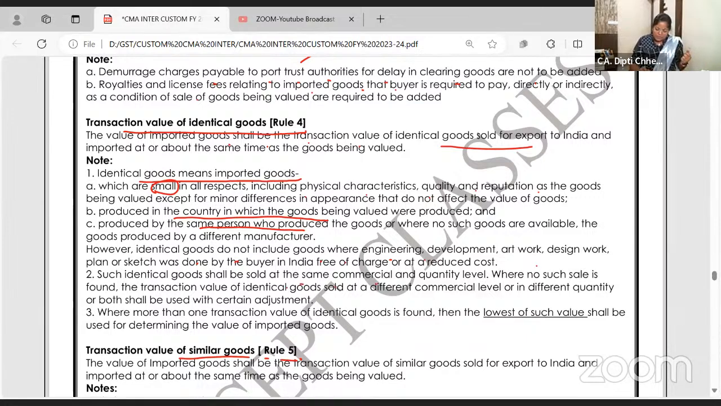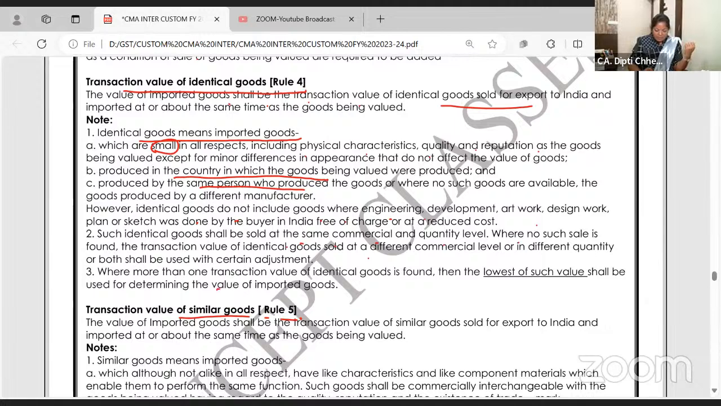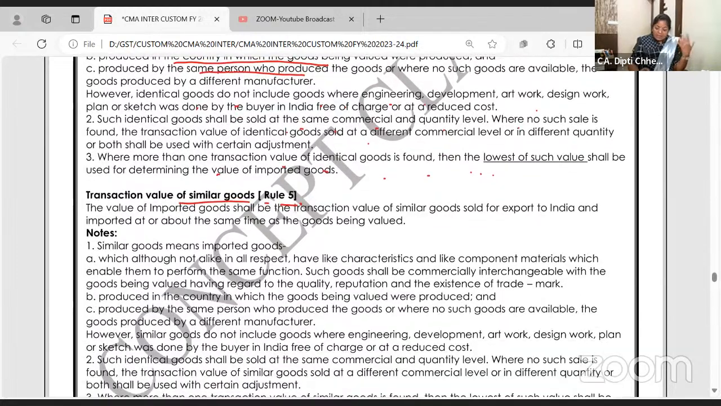Identical goods should be sold at the same commercial and quantity level. Where no such sale value is found, the transaction value of identical goods sold at a different commercial level can be taken, with adjustment. Just for your knowledge. Where more than one transaction value is found, you will take the lowest of such values.